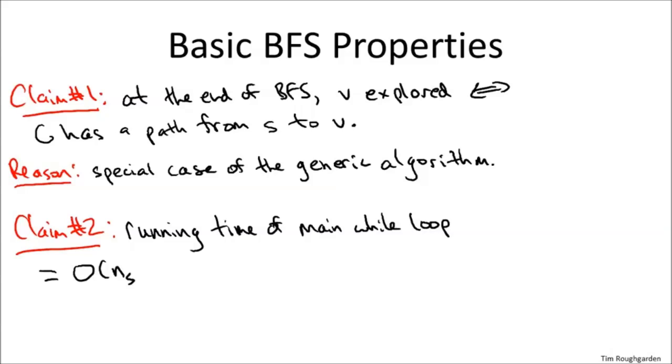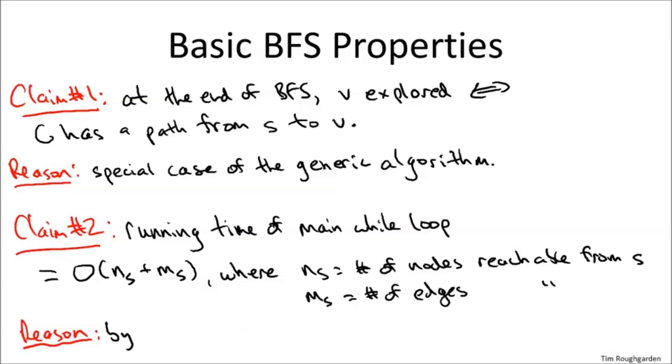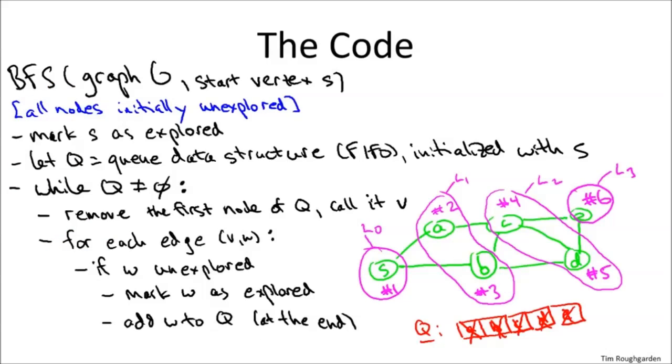Claim number 2 is that the running time is exactly what we want, and I'm going to state it in a form that will be useful later when we talk about connected components. The running time of the main while loop, ignoring any pre-processing or initialization, is proportional to what I'm going to call NS and MS, which is the number of nodes that can be reached from S and the number of edges that can be reached from S. This becomes clear if you inspect the code, which we'll do in a second. So let's return to the code and tally up all the work that gets done.